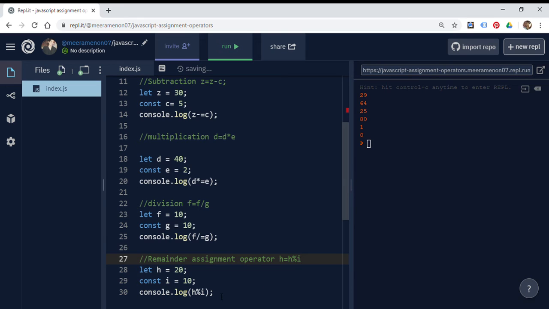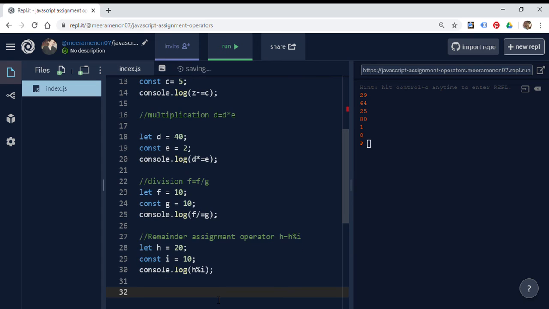I hope this is clear. Remainder is obviously when you divide 20 by 10, right? So what happens? Do you get any remainders? No, right? So the answer is 0. So until here it's clear, I hope so.